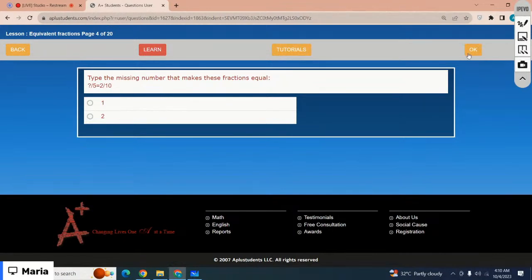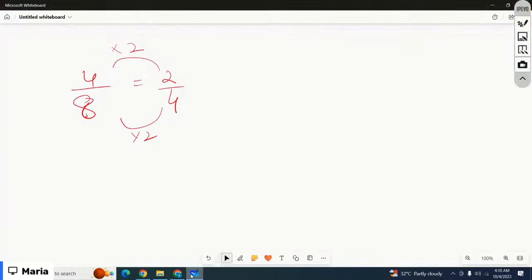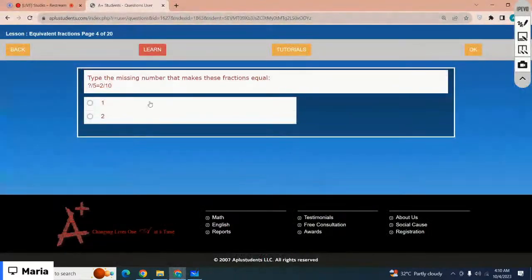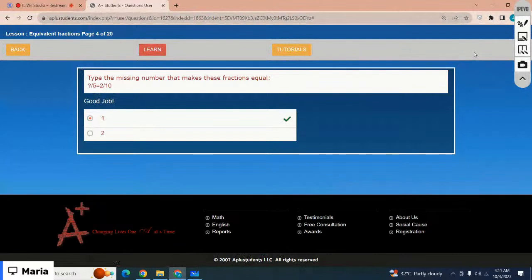Yes, it is 1. Let me just explain. The missing number over 5 equals 2 over 10. 5 times 2 makes 10, right? So here you have to find a number that when multiplied by 2 makes 2. So that would be 1. 1 times 2 makes 2, right? Very good. That would be 1. The correct option is 1.